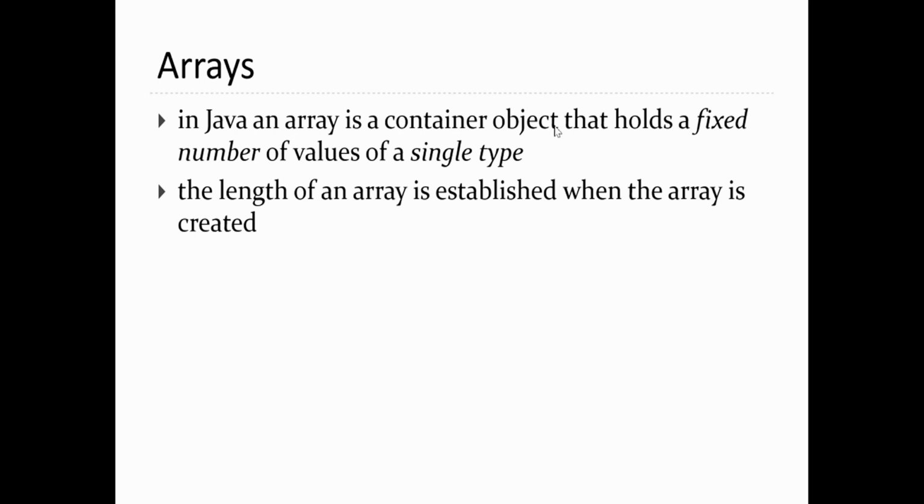Okay? So an array in Java is a container object, right? So it holds elements, but it holds a fixed number of elements. Furthermore, it holds a fixed number of elements of a single type. Right? So in Python, where you can put anything into a list, in Java, you can only put elements of the same type into an array. Furthermore, the length or the capacity of the array is fixed. And so the length of the array is established when you make the array the first time.